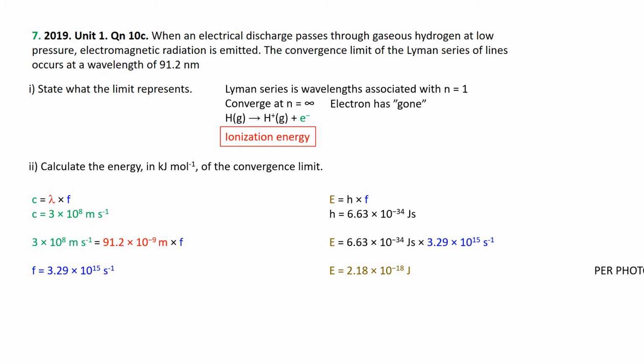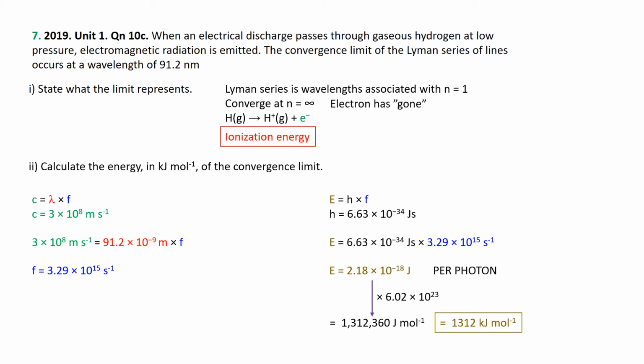Now, that's the energy of a photon. But we don't want a photon, we want a mole of photons. So we have to calculate the energy for a mole by taking the energy per photon, multiplying by 6.02 times 10 to the 23, and we get this ridiculous number here. However, the question also said not joules per mole, but kilojoules per mole. So we'll divide this by 1,000 to turn from joules to kilojoules, and we get 1,312 kilojoules per mole.